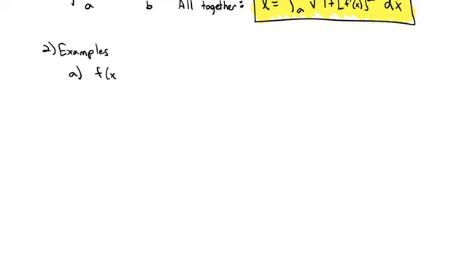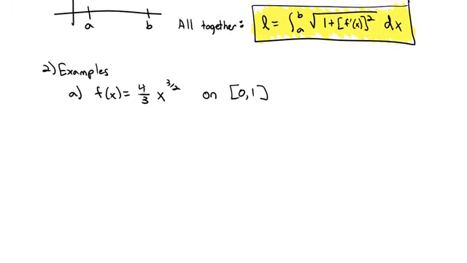Starting with f of x equals 4/3 x to the 3/2. And we're going to find its arc length between 0 and 1. Well, our formula, it's just off the screen here. Let me bring it back. Our formula says that arc length is going to be the integral from 0 to 1, those limits, of the square root of 1 plus the derivative squared.